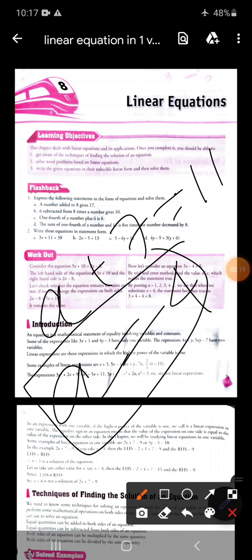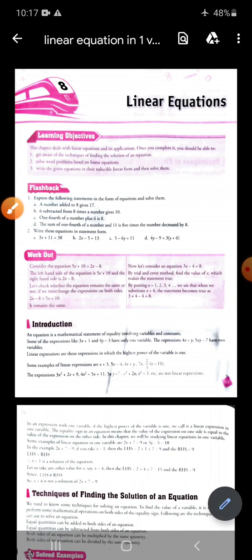So let's first of all discuss how many types of equations can be there. So there can be types of equations, that is linear equation, quadratic, cubic, and another one is biquadratic, but we won't be discussing those three here. We will be just focusing on linear equations. Let us just understand the meaning of quadratic, cubic, and biquadratic, right?